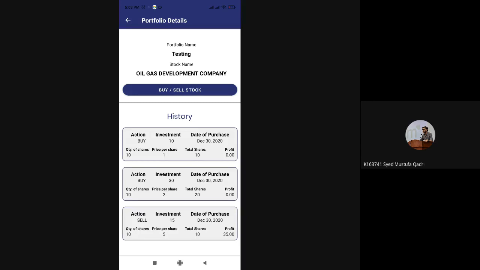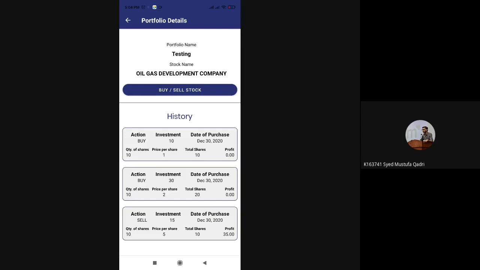So I sold the shares worth 15 rupees as the cost price. The total worth is 10 into 5, which is equal to 50. So my profit becomes 50 minus 15, so my profit is 35. You can see that it is coming over here, 35.